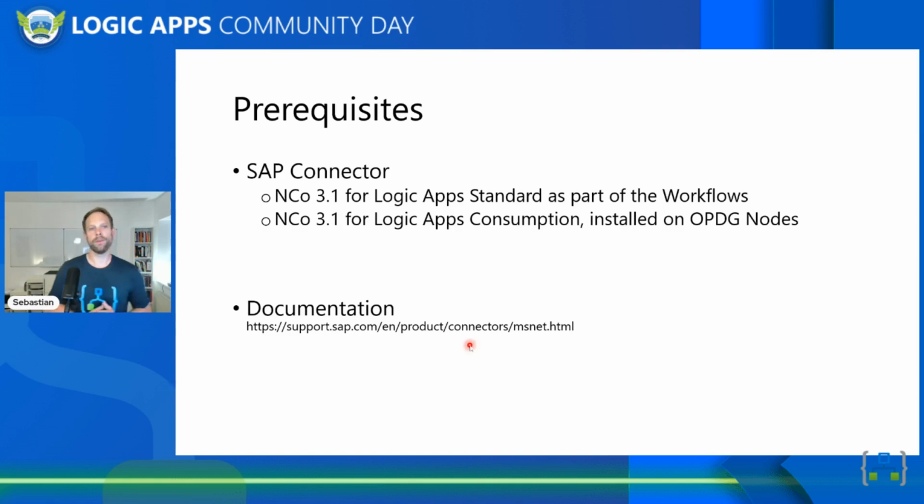So to use one of those deployment models and one of those connection models, we need some prerequisites. And this prerequisite is the SAP connector, which is maintained by SAP itself. Right now, we have version 3.1. It's called the NCO connector. NCO are libraries, and these libraries for Logic Apps Standard, for example, are part of the workflows. We will see in a minute what that means. And the SAP connector for the Logic Apps Consumption model needs to be installed on the OPDG nodes. I've also prepared a slide for this to make that a little bit clearer. And I also have a link here if you want to have a look at the documentation for this connector.